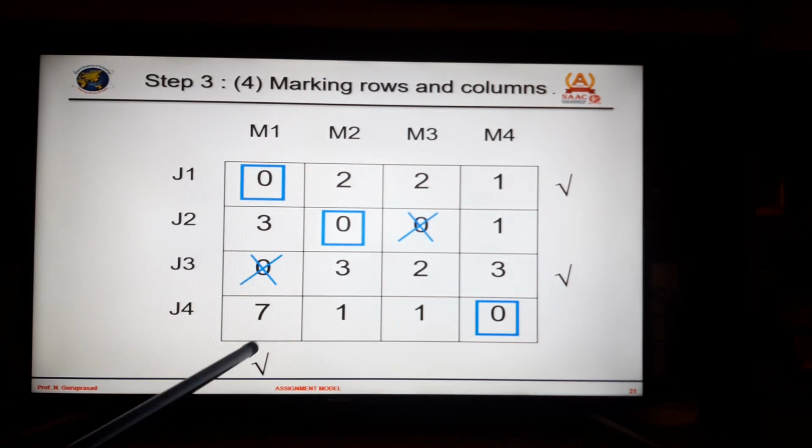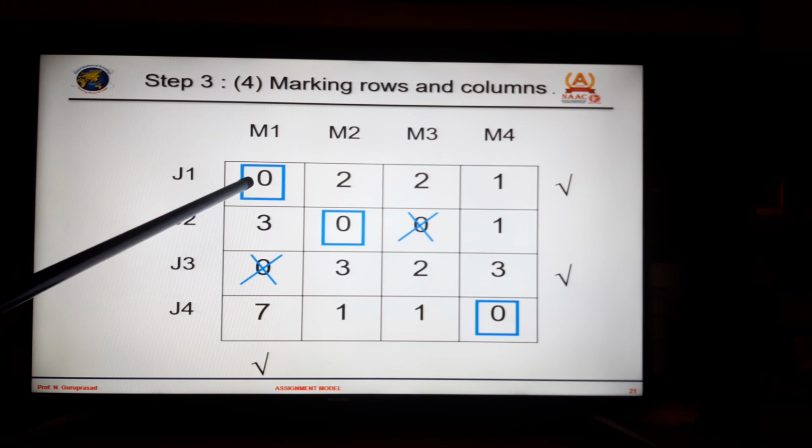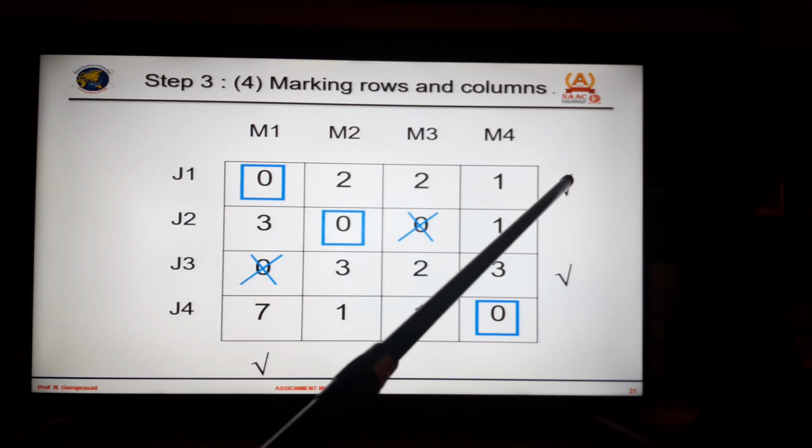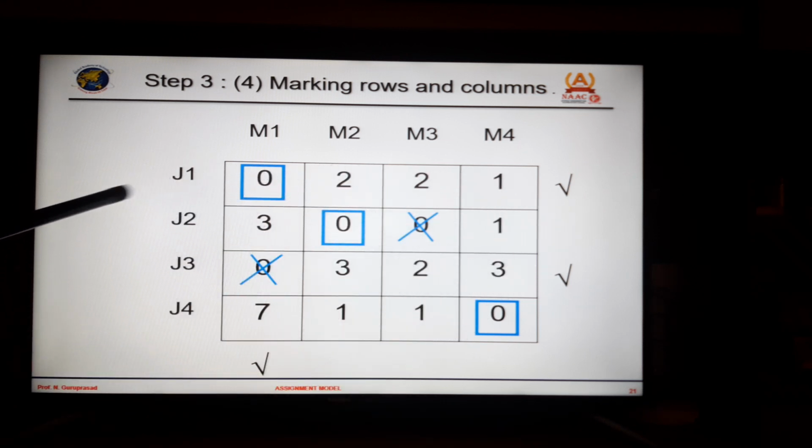Now, I repeat, once you have this ticked column, in this ticked column, you check whether you have an assignment made. And if the assignment is made, you tick that particular row. Now keep on repeating this process unless no more ticking is possible. Now in the row, find out if there is any zero which is crossed. You do not have any zero which is crossed, and hence the ticking business is over.